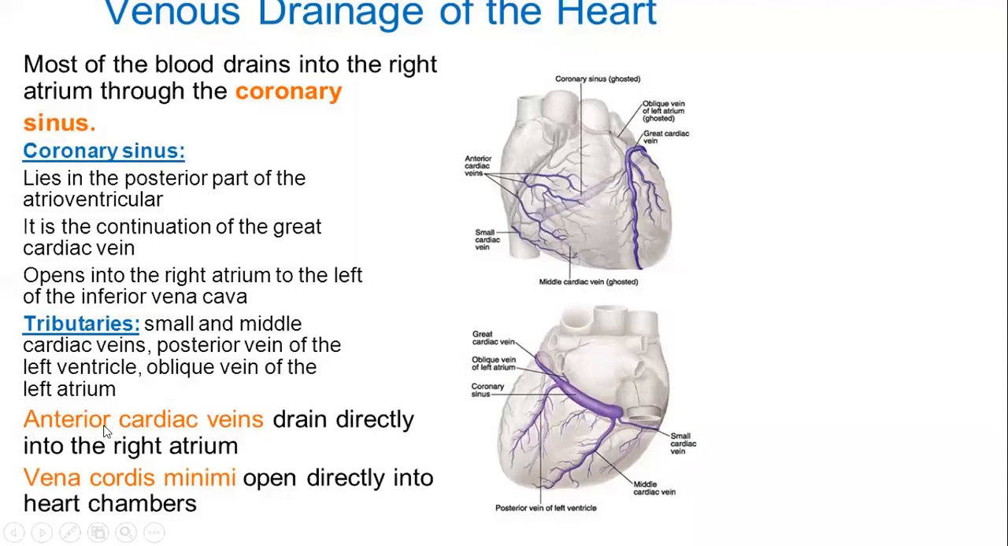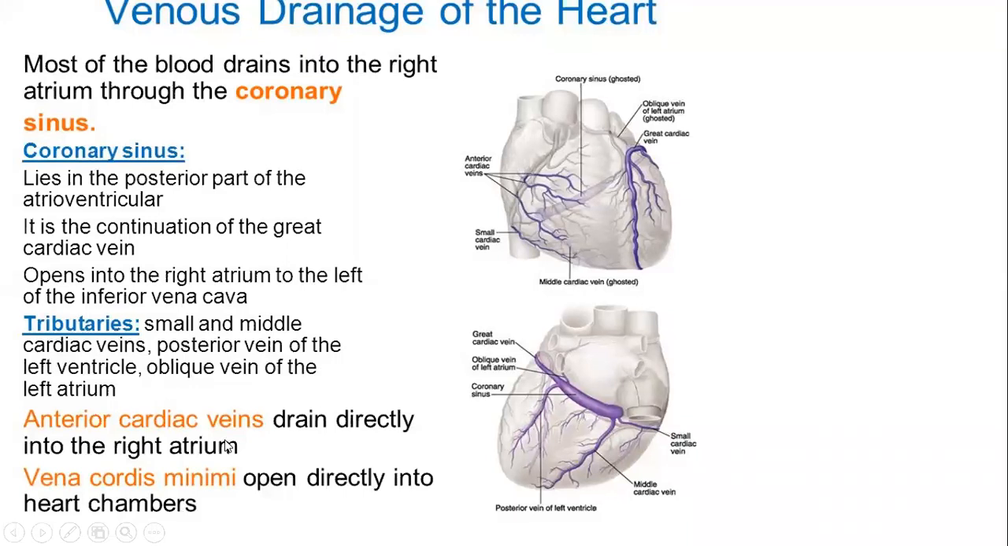The other veins, which include the anterior cardiac veins, ye directly or independently open karti hai into the right atrium. इसके अलावा vena cordis minimi, ये multiple small veins होती हैं, ये भी open करती हैं independently and directly into the heart chambers. So अगर आपसे कोई पूछे कि right atrium में कौन-कौन सी openings होती हैं, तो आप क्या बताएंगे?